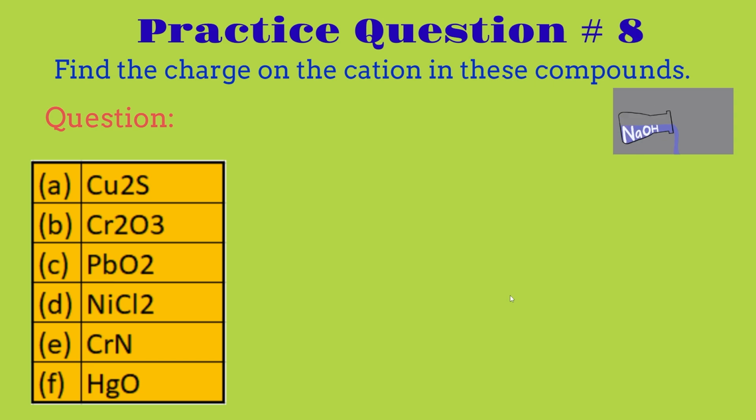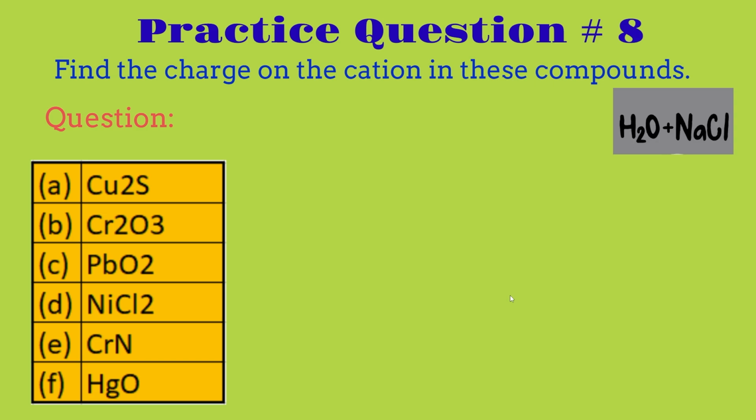In this practice problem, we need to find the charge on the cation in all of these compounds. It's really simple. All we need to do is look at the outer shell of the last element inside of the formula. Let's look at the first one. We have copper 2 and then S. We're looking for the charge of the cation, and cations are always in the front of the compound. So copper would be the cation, and the next ones are chromium and then lead. The ones in the front are the cations, and the ones in the back are the anions.